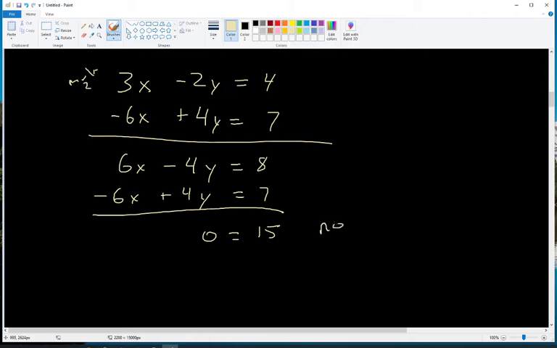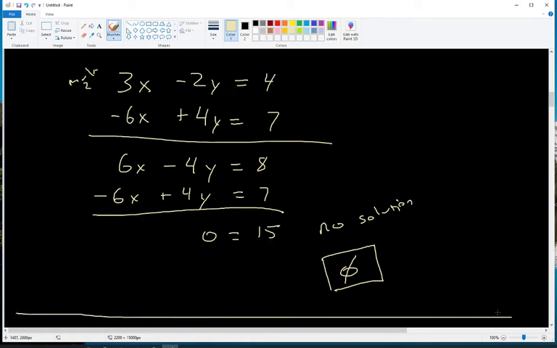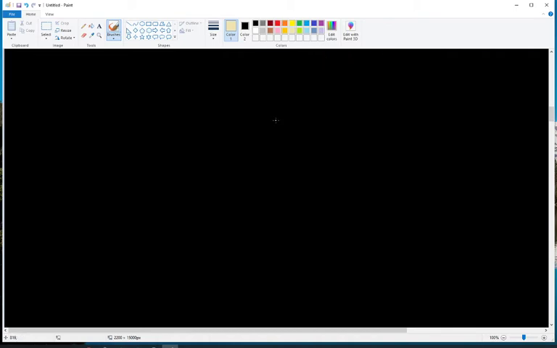So this is no solution, which you guys would say the solution set is empty. There is no solution set here because 0 is never 15. Okay, so this is called inconsistent. So this is an inconsistent system where there is no solution. We're going to look at another case here where we have infinitely many solutions. This is kind of another weird thing that can happen.